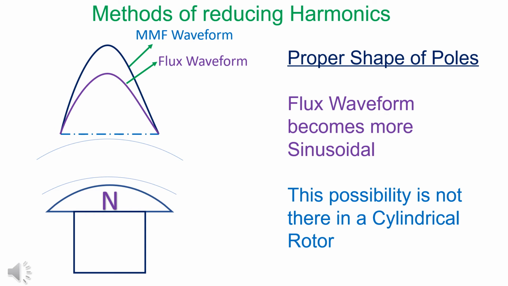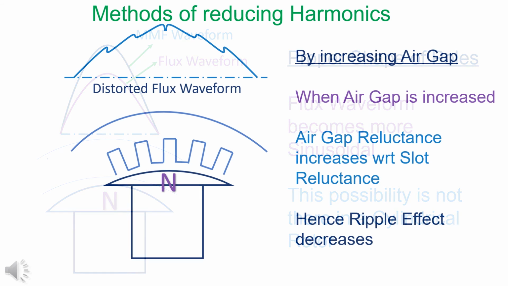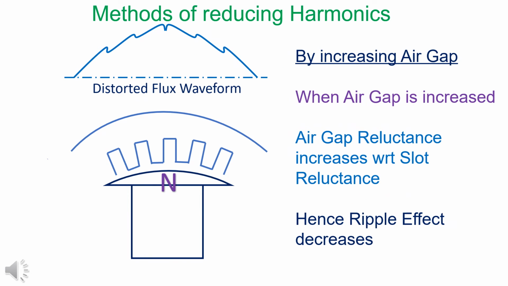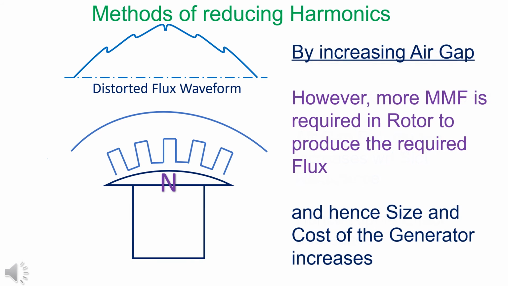This method is not applicable in the case of the cylindrical rotor. Harmonics can be reduced by increasing the air gap. This results in the reduction of the slot harmonics. However, more MMF is required to develop the required EMF. This increases the size and the cost of the generator.